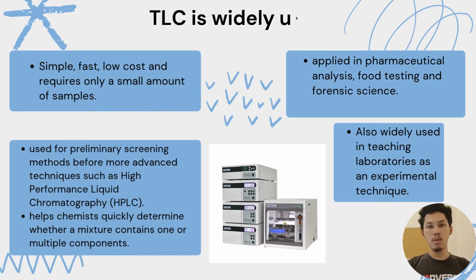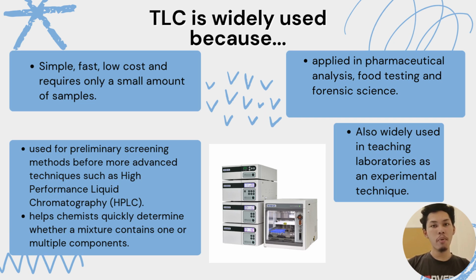TLC is widely used because it is simple, fast, low cost, and requires only a small amount of sample. It is used in pharmaceutical analysis, food testing, and forensic science. It is used for preliminary screening before more advanced techniques such as HPLC. It also helps chemists quickly determine whether a mixture contains one or more compounds. Not only that, it is also widely used in teaching laboratories as an experimental technique.